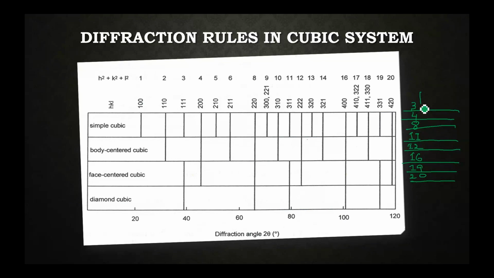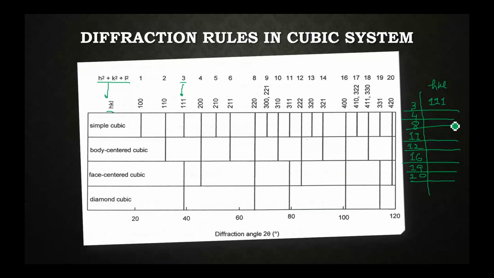Now you will compare the values. You see here it is written h square plus k square plus l square, and just beneath it, it is written HKL. So if my sum h square plus k square plus l square is 3, the peak it would represent would be the 111 peak. So I'll write 111 in the HKL column.